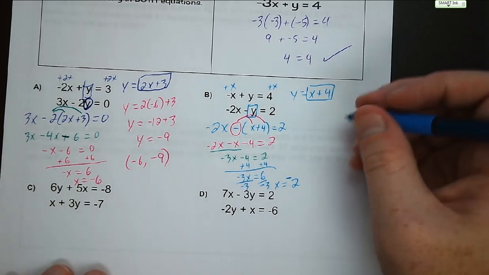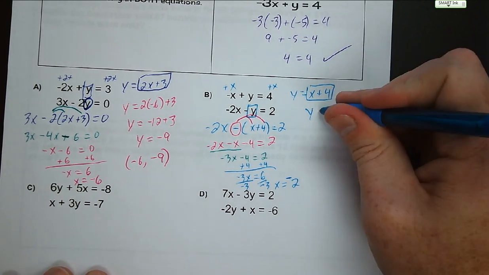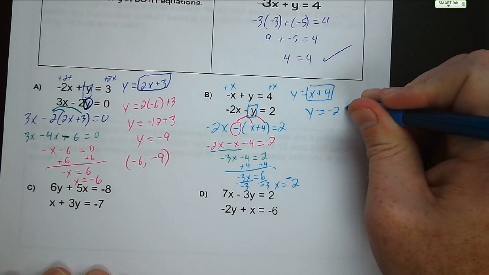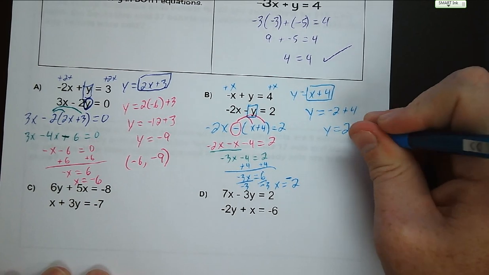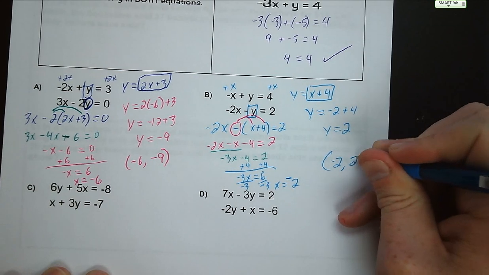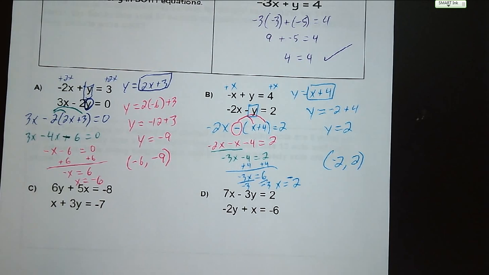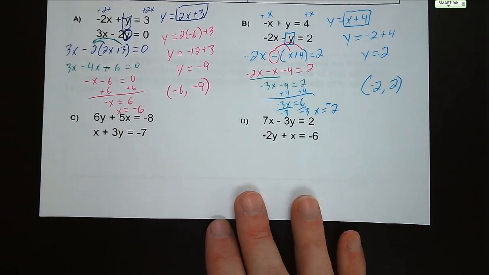So we plug in negative 2 to our equation. So y is equal to negative 2 plus 4. y is equal to 2. So our coordinate is negative 2, comma 2. Want you guys to try letters C and D, and then I'll go over them.